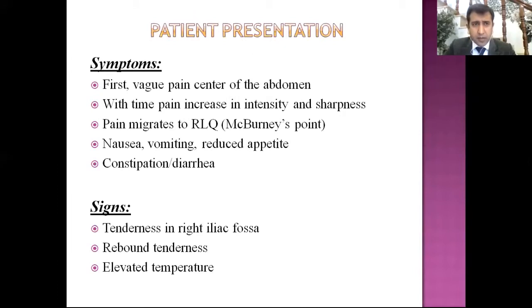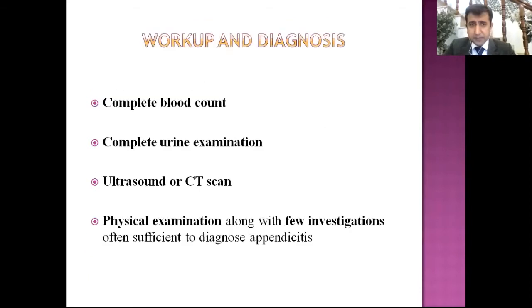So, a short review of the signs and symptoms. The patient usually presents with pain in the center of the abdomen, and this usually shifts to the right iliac fossa. With time, pain increases in intensity and sharpness. Pain migrates to the lower quadrant, that is called McBurney point. It is usually associated with nausea, vomiting, and reduced appetite. Constipation and diarrhea may be a variable feature. When you examine the patient, there is tenderness in the right iliac fossa, and rebound tenderness has a significant importance. And temperature is usually low grade if it's an initial appendicitis. If it's a rupture, then it may lead to a high grade temperature.